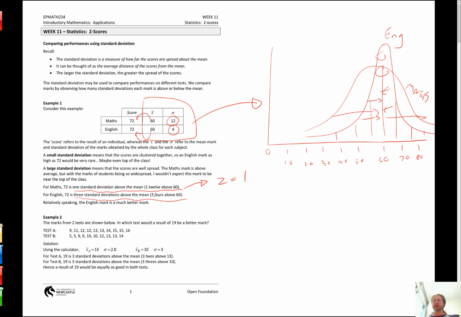What does a Z-score of 1 mean? It means I scored one standard deviation above the mean. And a Z-score of 1 is good because it's above average. A Z-score of 0 means I scored nothing away from the mean. So remember these little silly pictures I've drawn here of the whole class. If, say, Bob got, let's just talk about in maths, a mark of 60, that means his Z-score is 0. He's no standard deviations away from the mean.